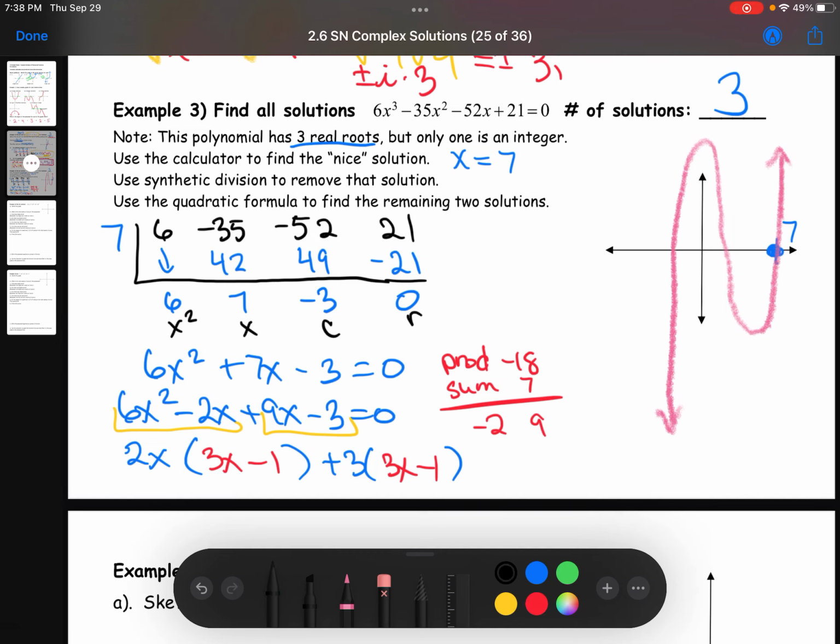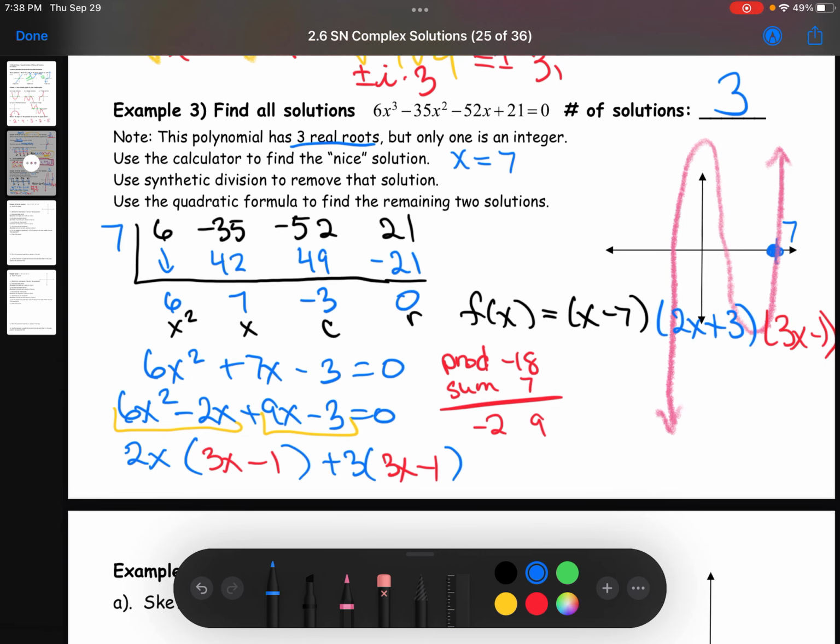The total factored form would be f of x equals, the first factor was that x minus 7, times the 2x plus 3 we just found, times 3x minus 1.